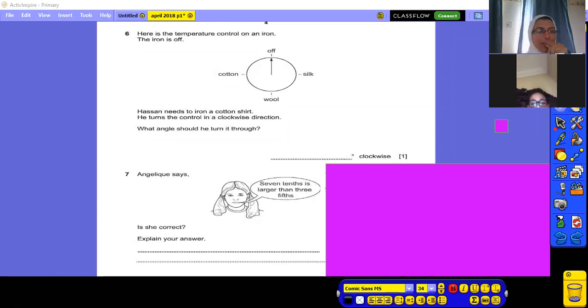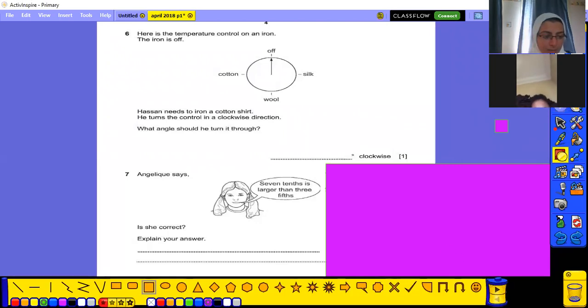How many right angles do you have till you reach the cotton? Very good job, guys. It is 270 degrees. How I got the 270 degrees, if anyone wants to ask, I will quickly show you.